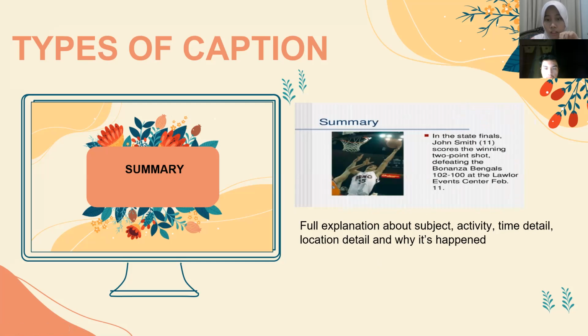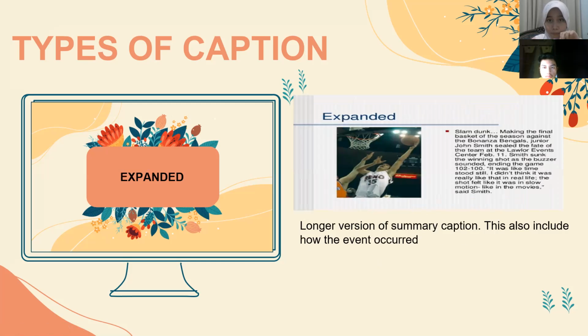Summary. This is a full explanation about subjects: their activity, time detail, location detail, and why it happened. Expanded. Expanded is a longer version of summary caption. This also includes how the event occurred.